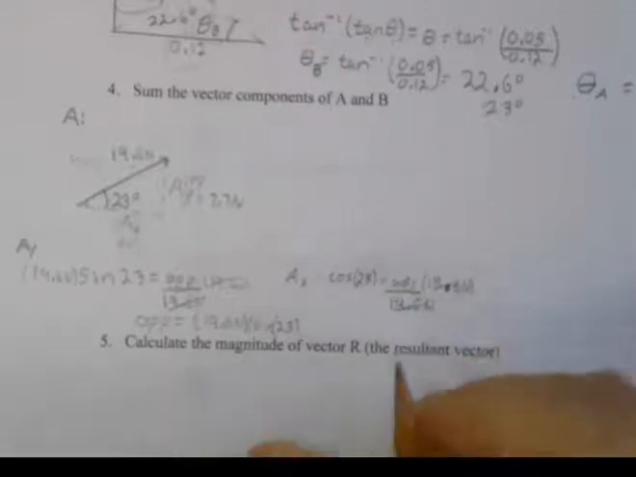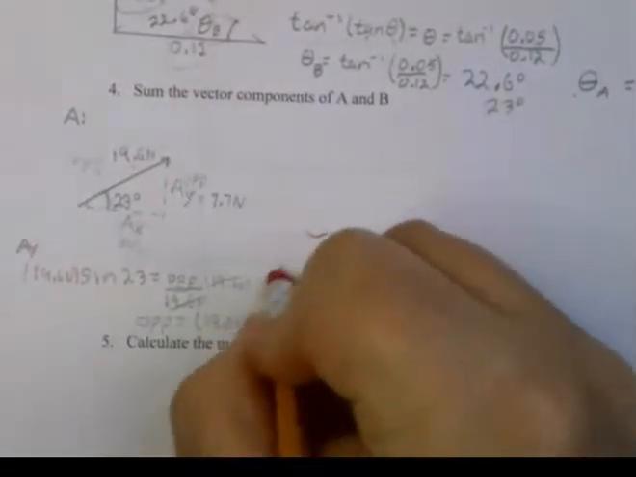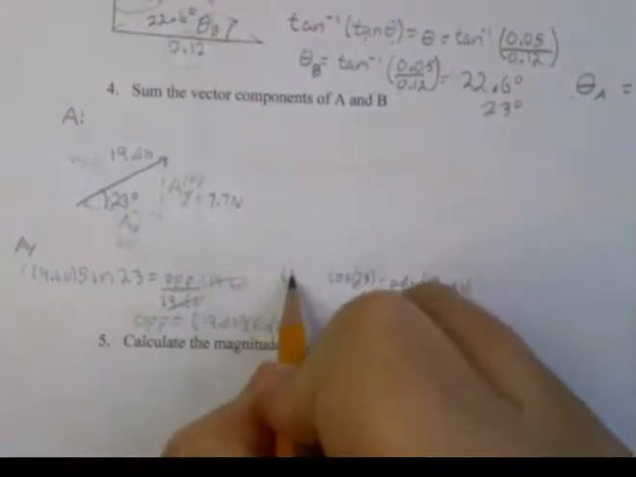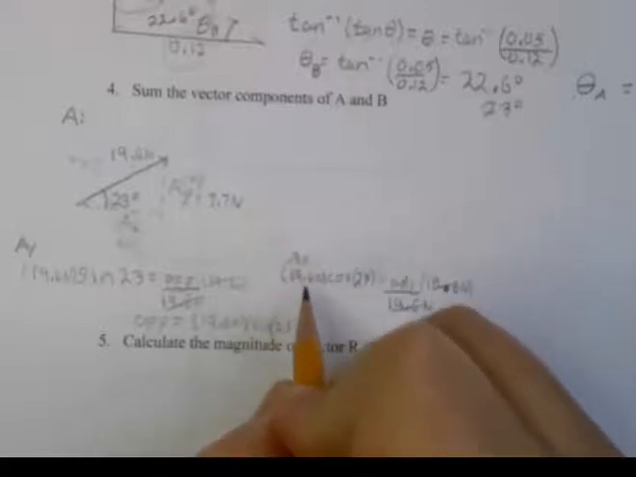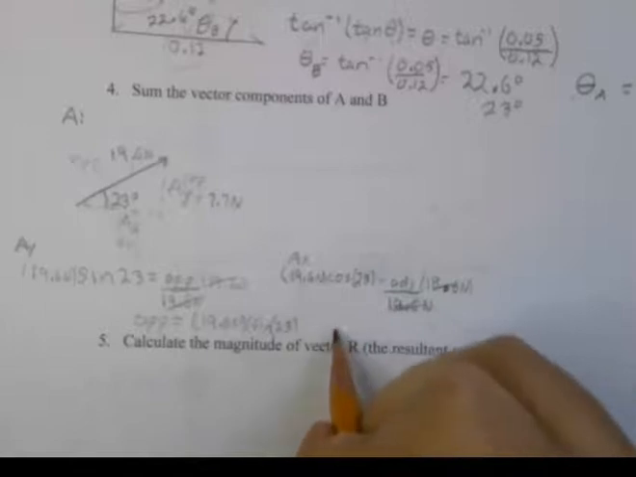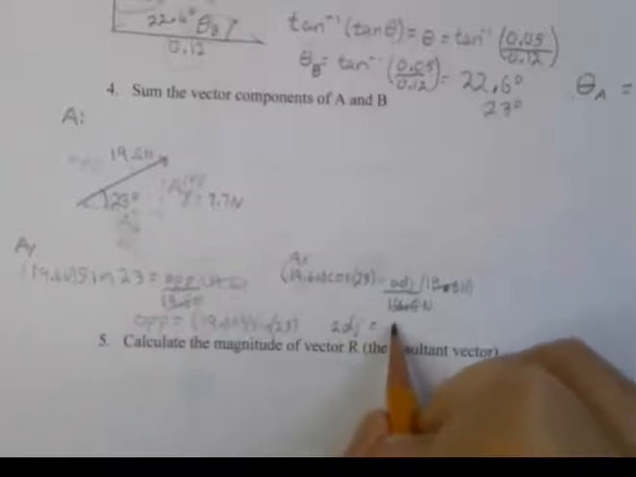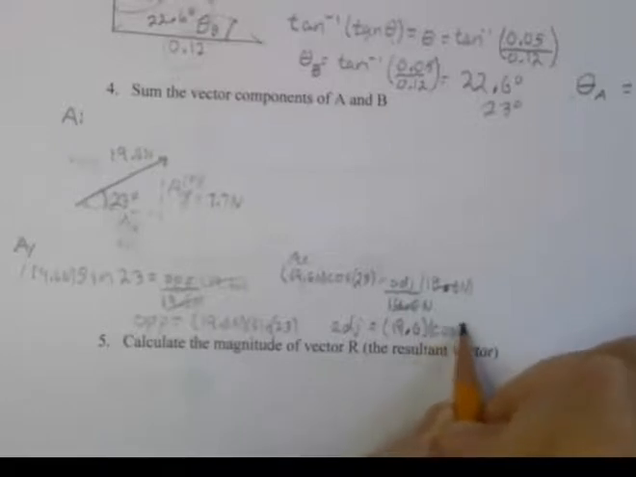That cancels. And over here, I didn't leave myself any space, so let me get rid of that AX right there. I need that space. And this is 19.6 also. This is AX. Cancel, cancel. So you end up with the adjacent, that's this side right here, equals 19.6 times cosine of 23.